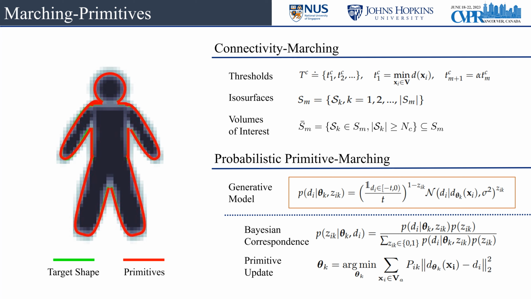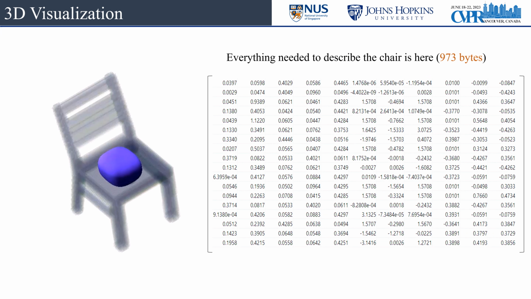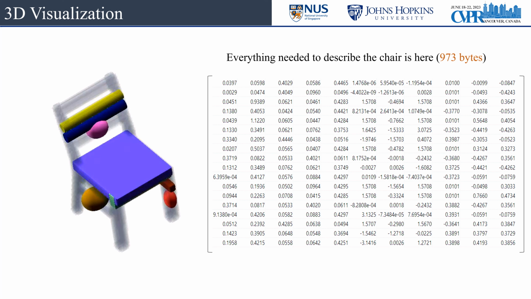Here is the visualization of the 3D case. The pose and shape of the chair is approximated with only 18 superquadrics, which can be fully represented with very few numbers as shown on the right-hand side. The abstraction only occupies less than 1 kilobyte.